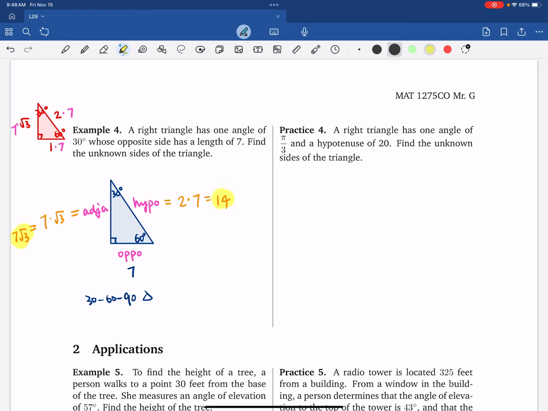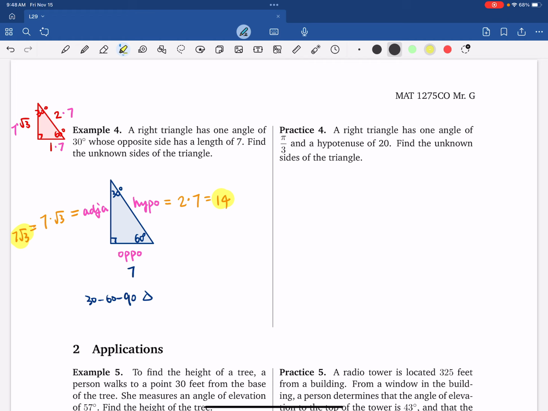So you could totally use the special right triangle and the proportional ratio to figure out what the two remaining sides are. And of course, you could also use SOHCAHTOA, the formulas, to find them out, which involves more algebra. But I think this is probably the better way to do it.